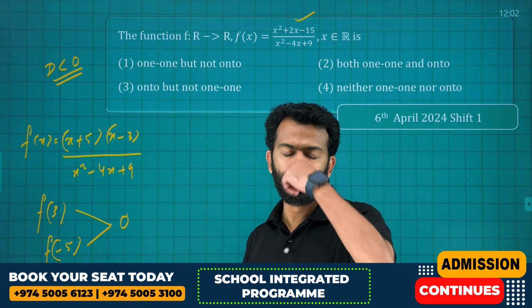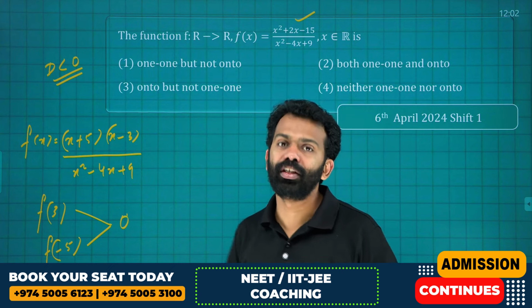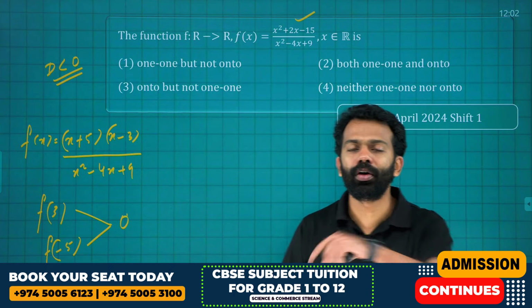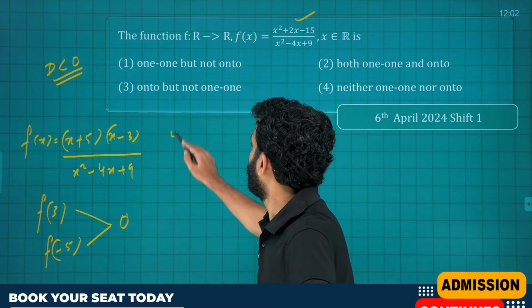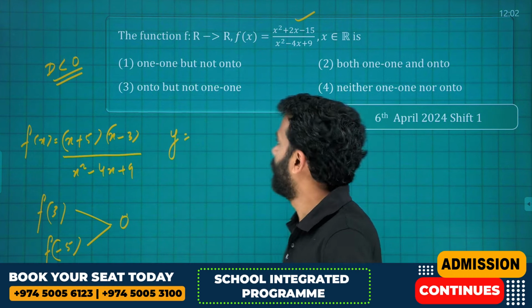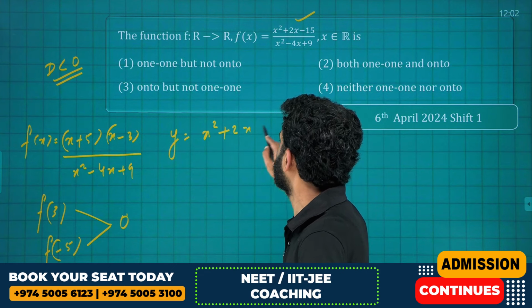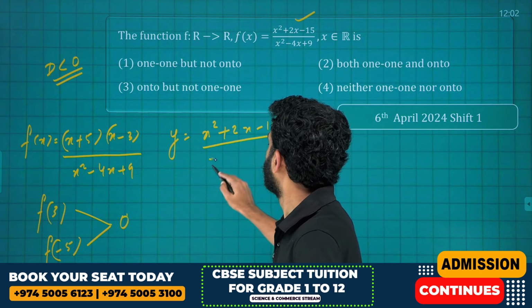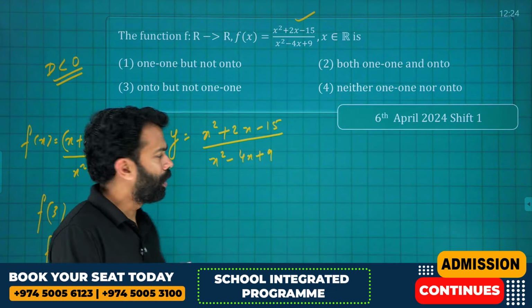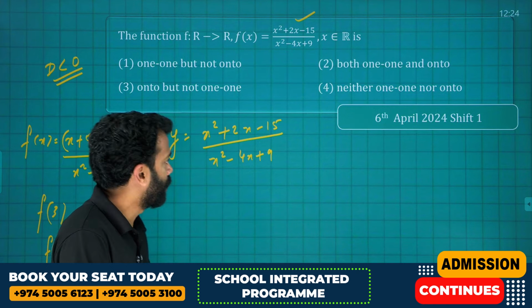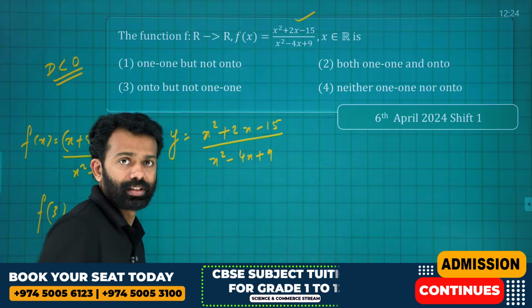Now, we need to identify whether the function is onto or into. So, how are you going to formulate that? Easy. Let's put y equal to, the conventional method of finding the range, very conventional method. y = (x² + 2x - 15)/(x² - 4x + 9). So, using our conventional method, I am cross multiplying this, taking this to the left hand side at the same time.